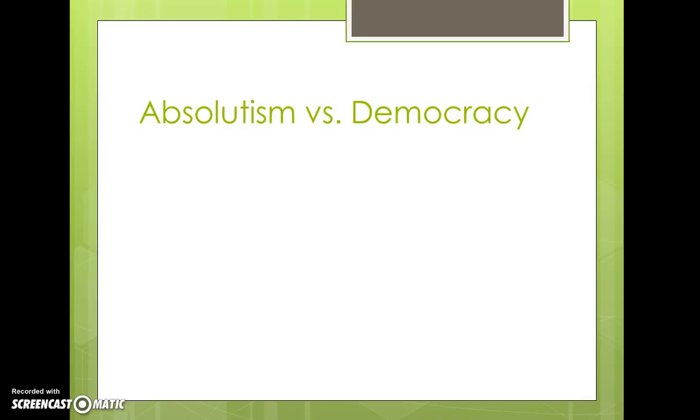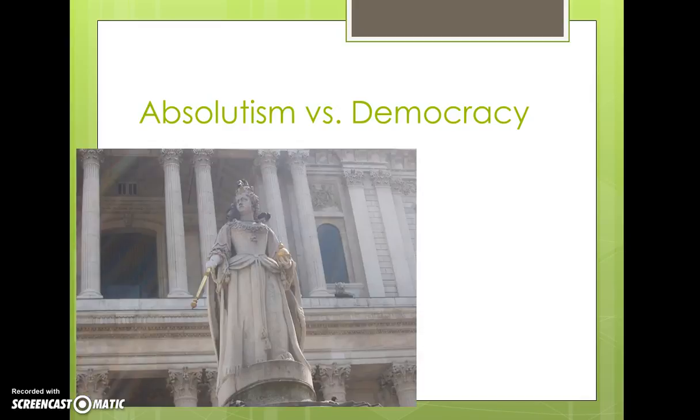Now, a few examples before I go on to Denmark specifically. Here we have the British Queen Anne in front of St. Paul's Cathedral in London. Obviously, she is placed higher than the regular people. She has a bit of a haughty or arrogant look on her face. She looks down on everybody. So this is clearly a sign of absolutism.